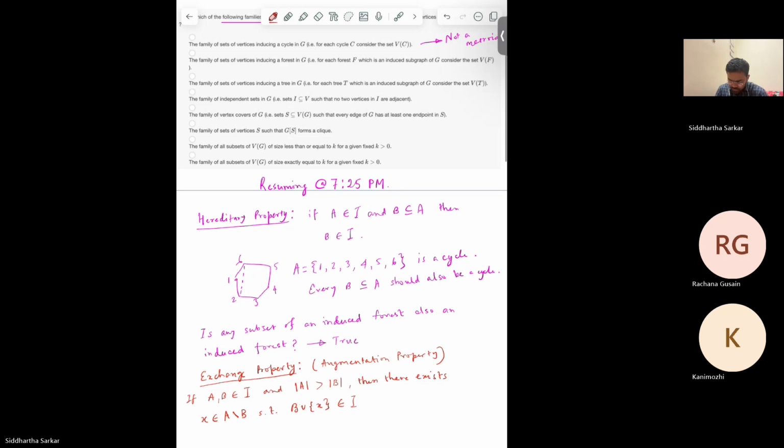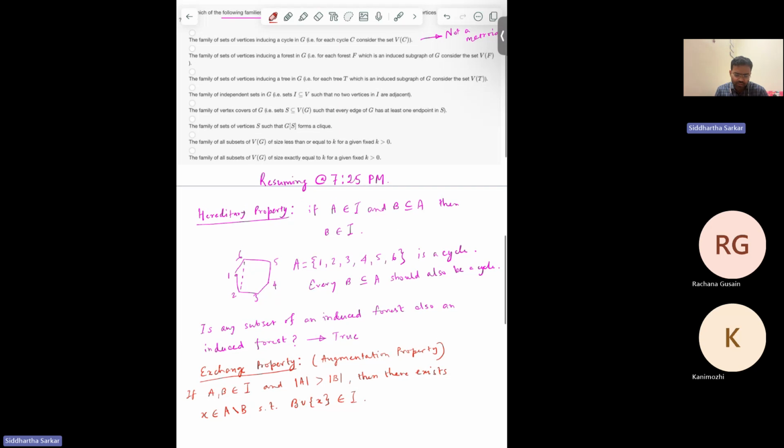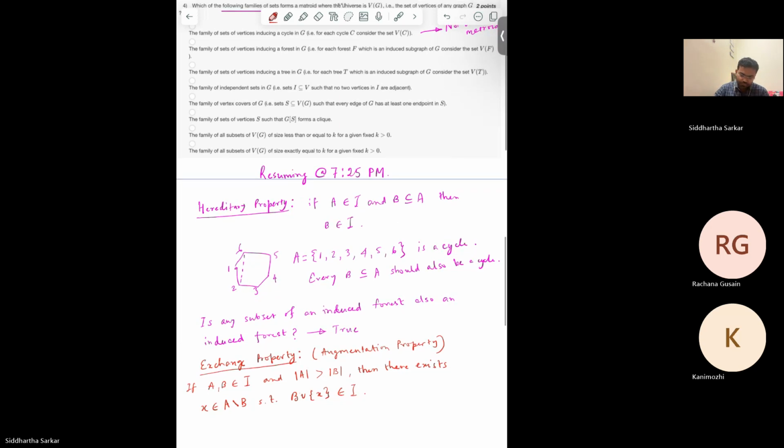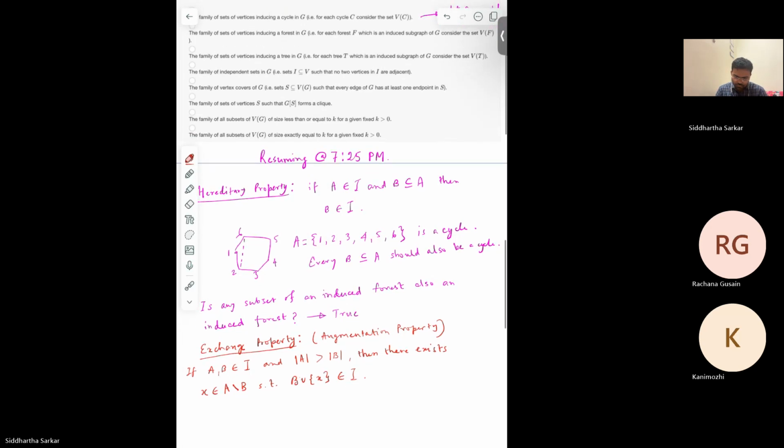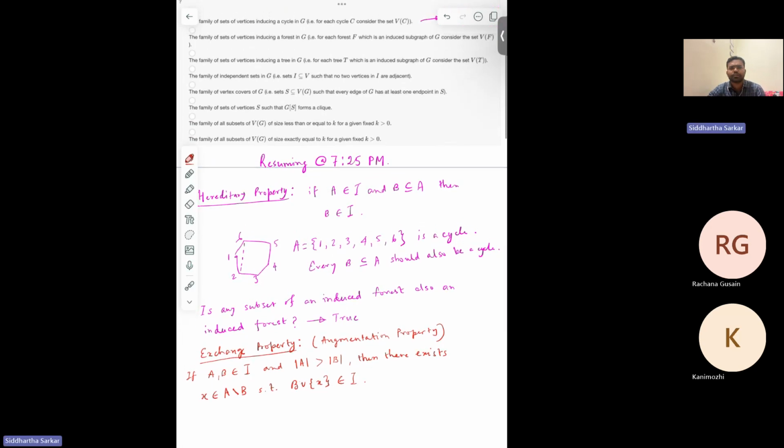So now, is this exchange property true in this family? I'll give you a few minutes to think about it.